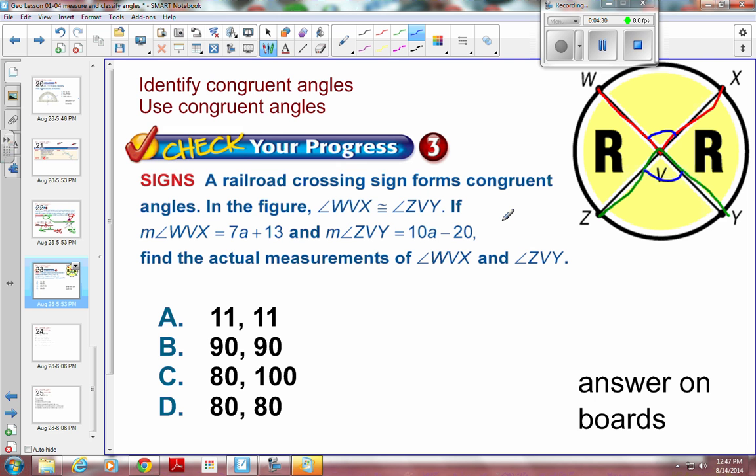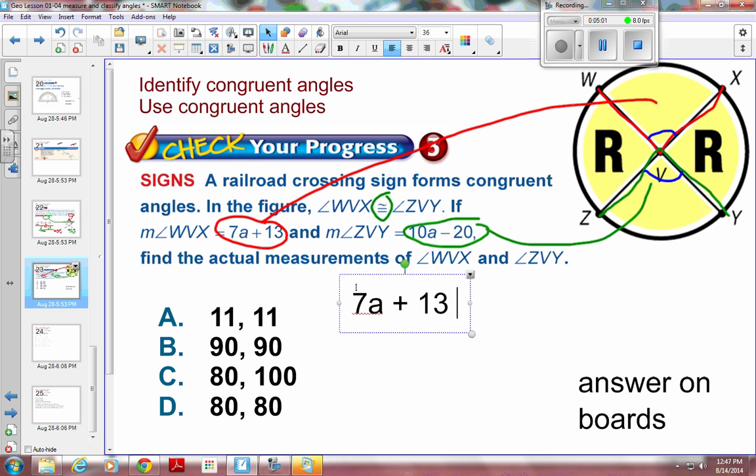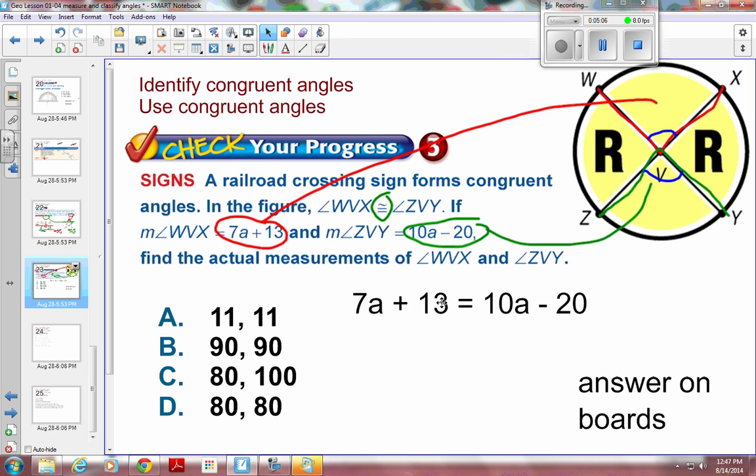You're going to learn that those are called vertical angles, and we're going to deal with vertical angles all year long. So WVX is this one up here, so that is going to be 7a plus 13, and the bottom one, ZVY, was a 10a minus 20 down here. And we know that those two are congruent because it says so right here. Those two are congruent, have the same measure. So we can actually set those equal to each other. So 7a plus 13 is going to be equal to 10a minus 20. And then you're going to want to solve that.